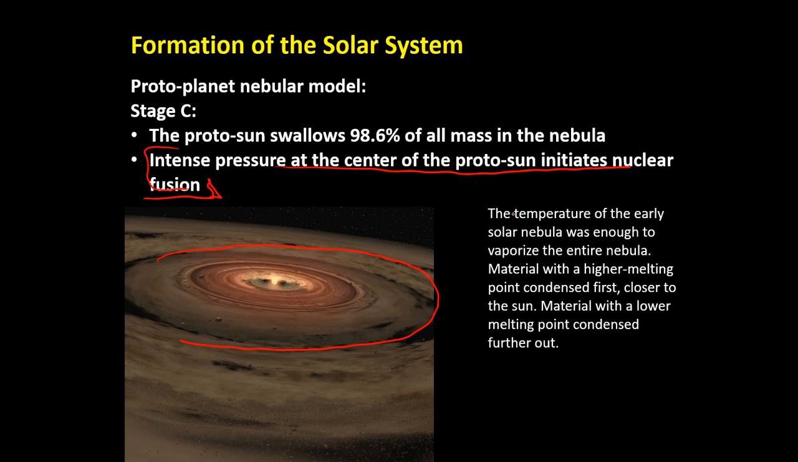Okay, so the temperature of the early solar nebula was extremely hot, enough to vaporize material. So material with a higher melting point condensed near the sun, and material with a lower melting point condensed further out. So that's why close to the sun, you get the terrestrial planets, Mercury, Venus, Earth, and Mars, which are made of rock and metal. If you get out further away, the temperature goes down, and you get the icy planets, right? So Saturn and Jupiter and Uranus and Neptune.